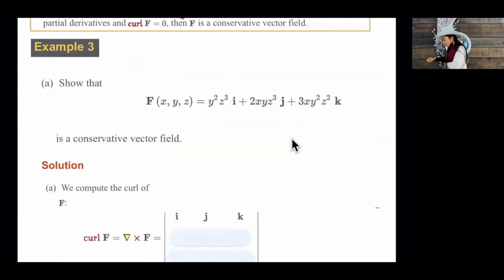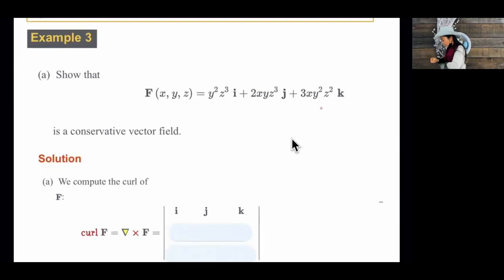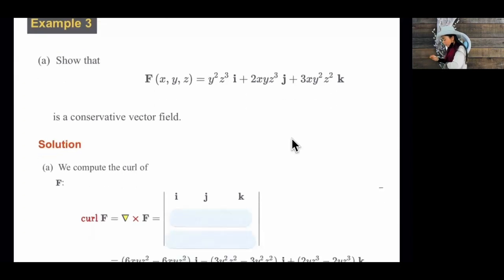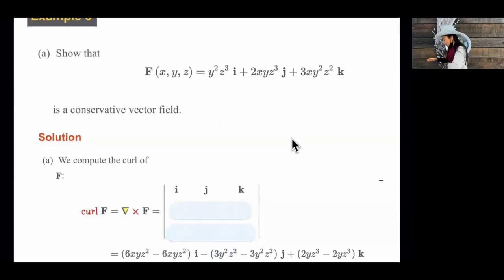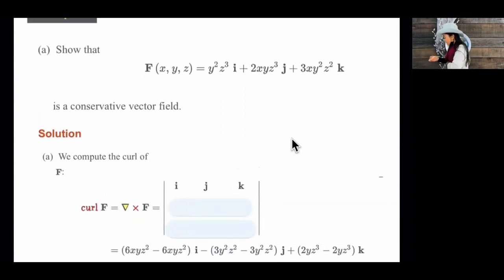Let's try to use this example to show this. Okay, we have this vector field here. We're trying to show that this is a conservative vector field. First of all, let's think about this. Is this vector field here defined on all of R3? Yes or no? Yes, because these are all polynomials, right? They're all defined. There's no discontinuity, right? There's no x, y, or z to make this undefined, right? So that is defined on all R3.